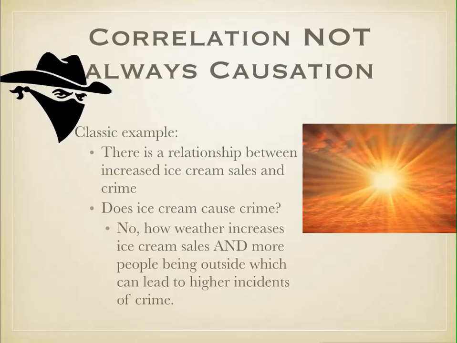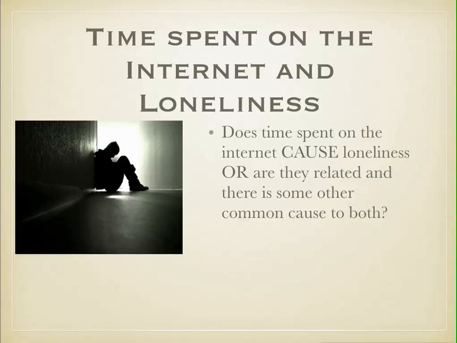Once you got these results, you would have to think, okay, what is that relationship? And you would see that maybe it's because when the weather gets hot, more people are interested in ice cream, and also more people are outside, which can increase the incidence of crime. So you need to be careful when you think about correlation and causation, and not jump too quickly from things that are correlated to one thing causing the other.